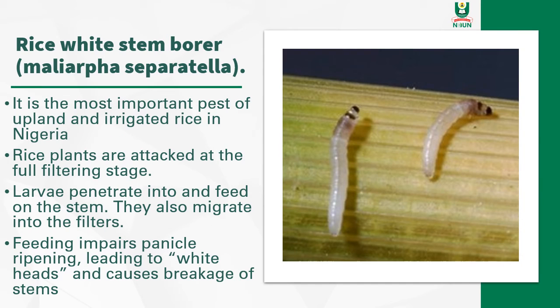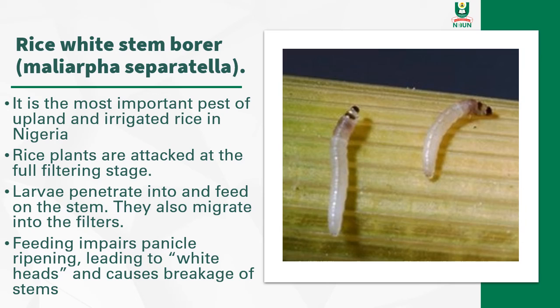Another pest of cereal is the rice white stem borer, and you can see it in the picture here. It's white in color. The larvae bore into the stem of the rice, and it is the most important pest of upland and irrigated rice in Nigeria. They usually go for the upland variety of rice, and the rice plants are attacked at the full tillering stage. That is when these larvae come in. They come in when the rice has reached its full tillering stage.